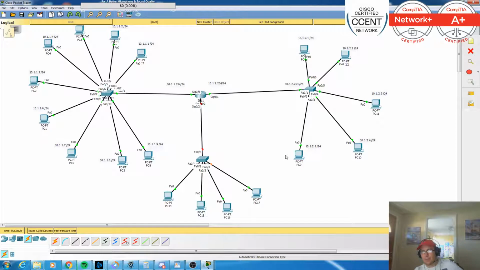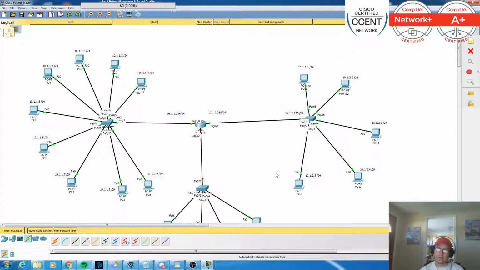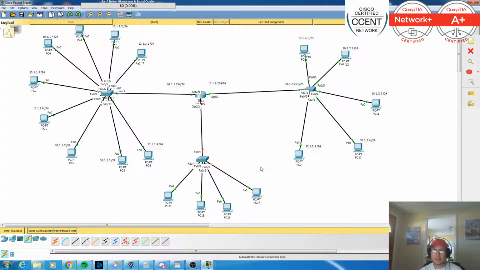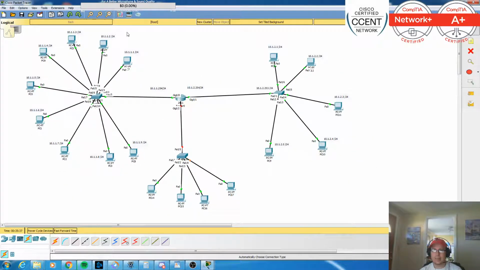So now what's happened? How many broadcast domains do I have? I want you to look at this and think, how many broadcast domains do you see in this drawing?